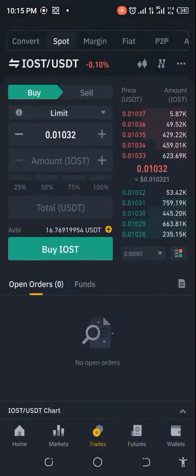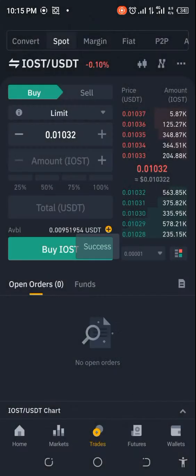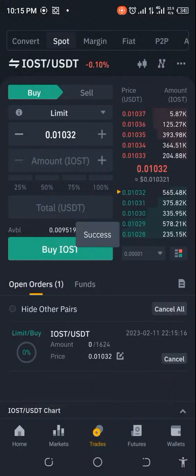But this time around, we're doing it by limit. So everything here is going to be done by limit. So we're going to try and see how long this takes. Currently what we have is 1675. So I'm just going to go ahead and click on buy. Okay. So we're in the queue as usual.